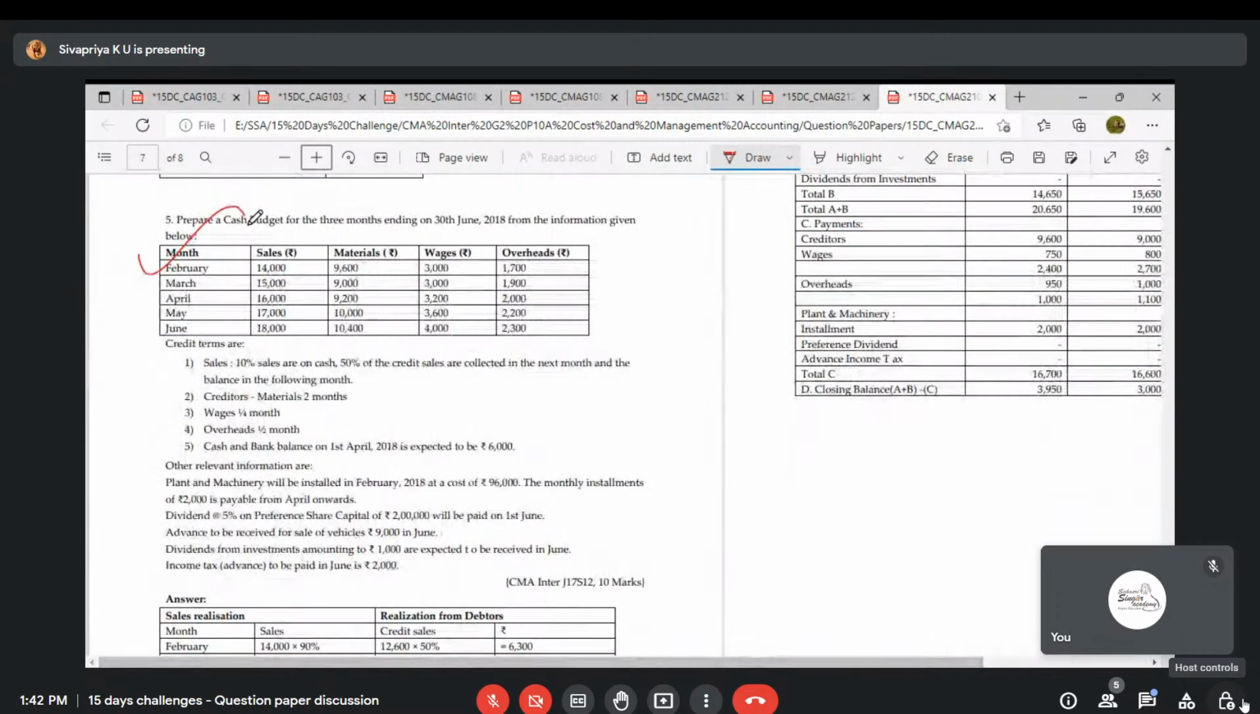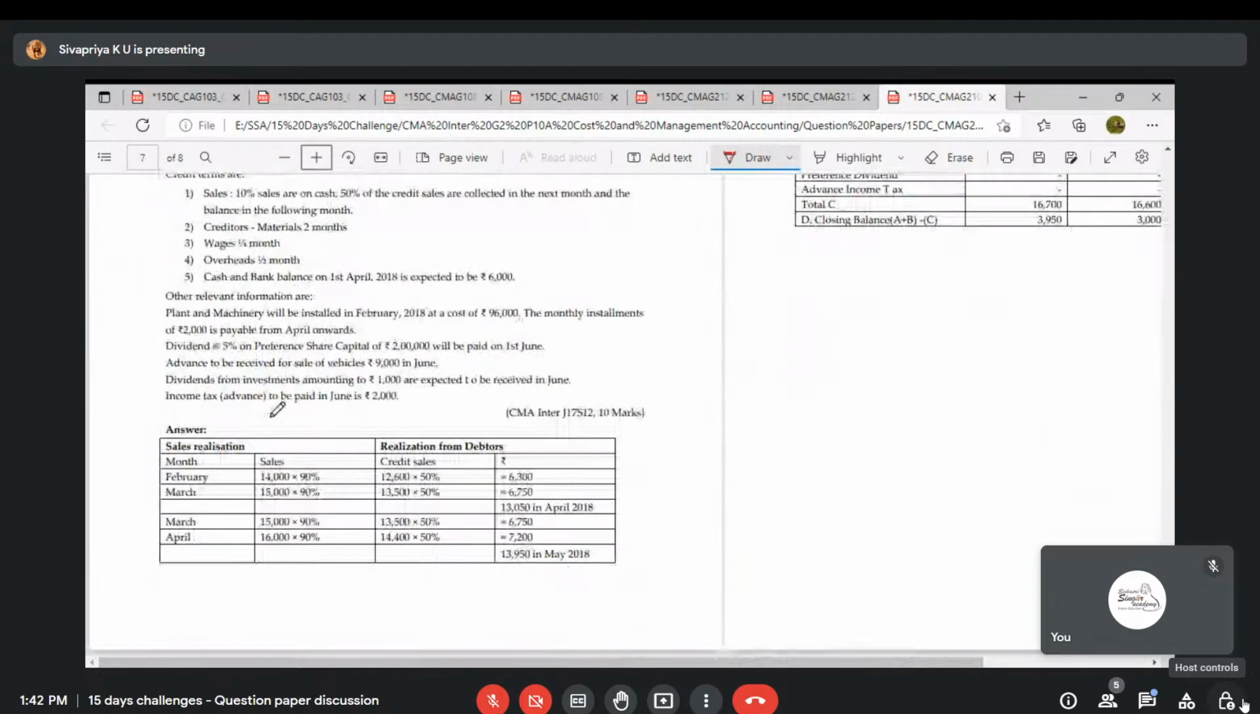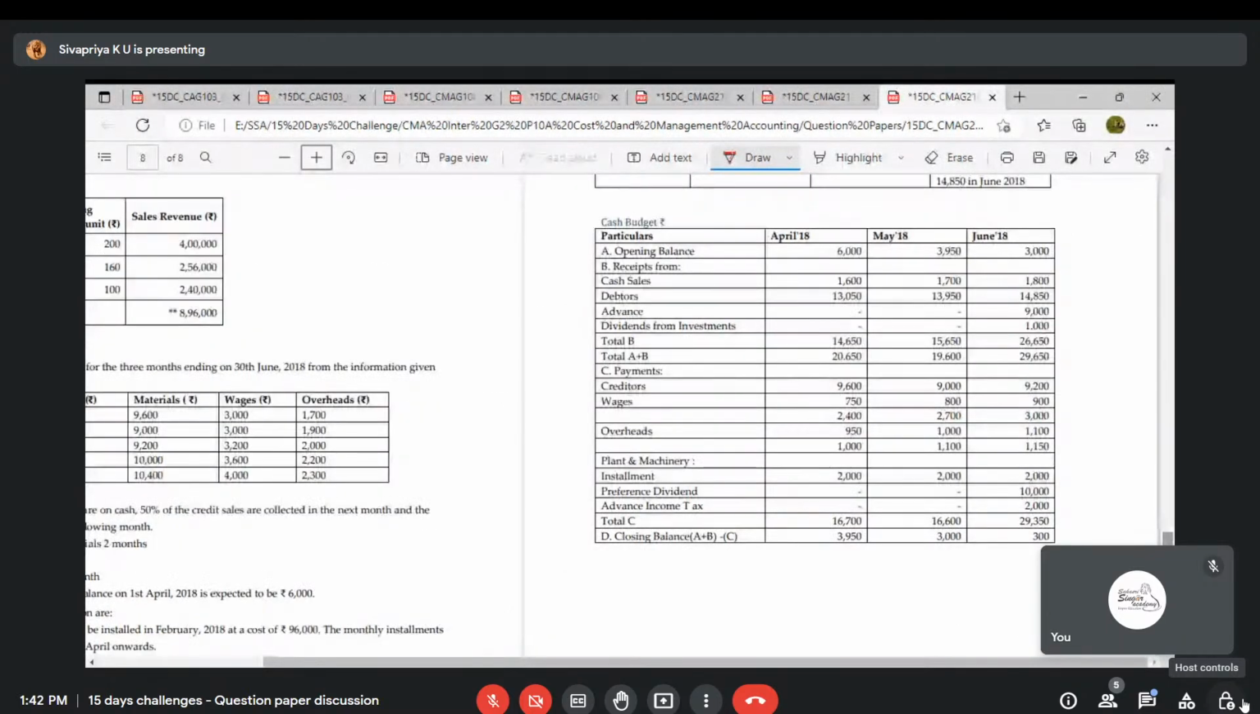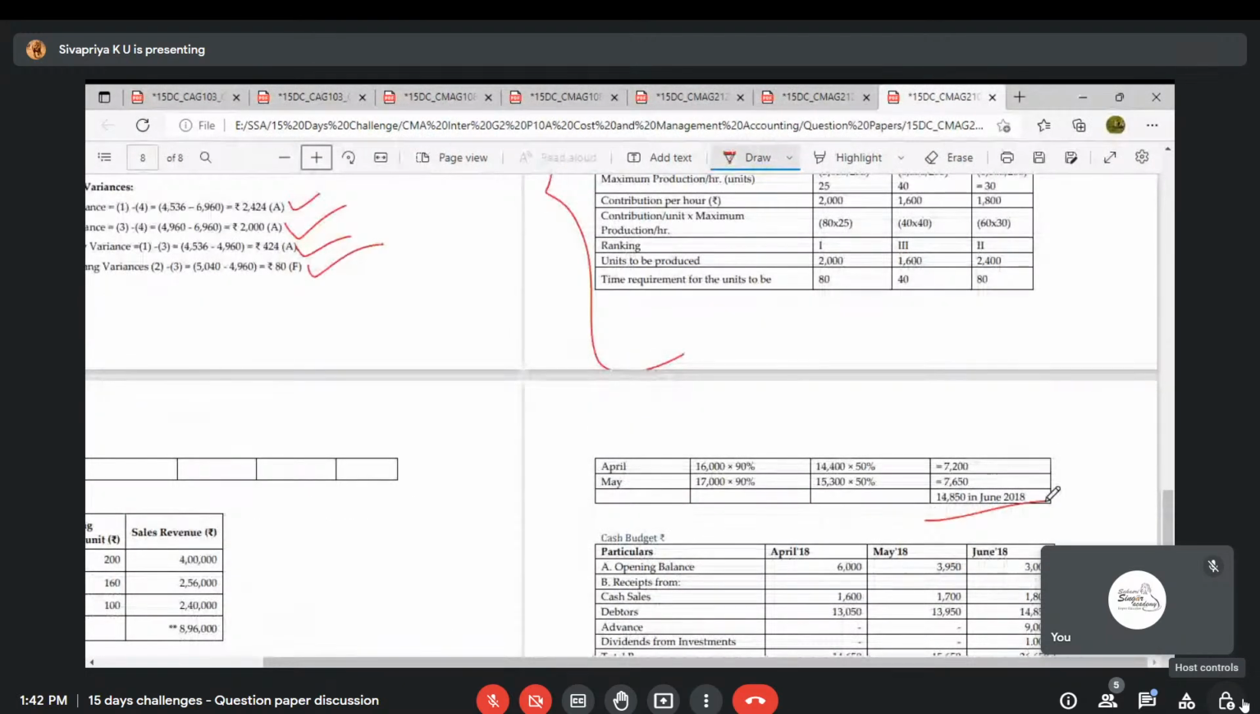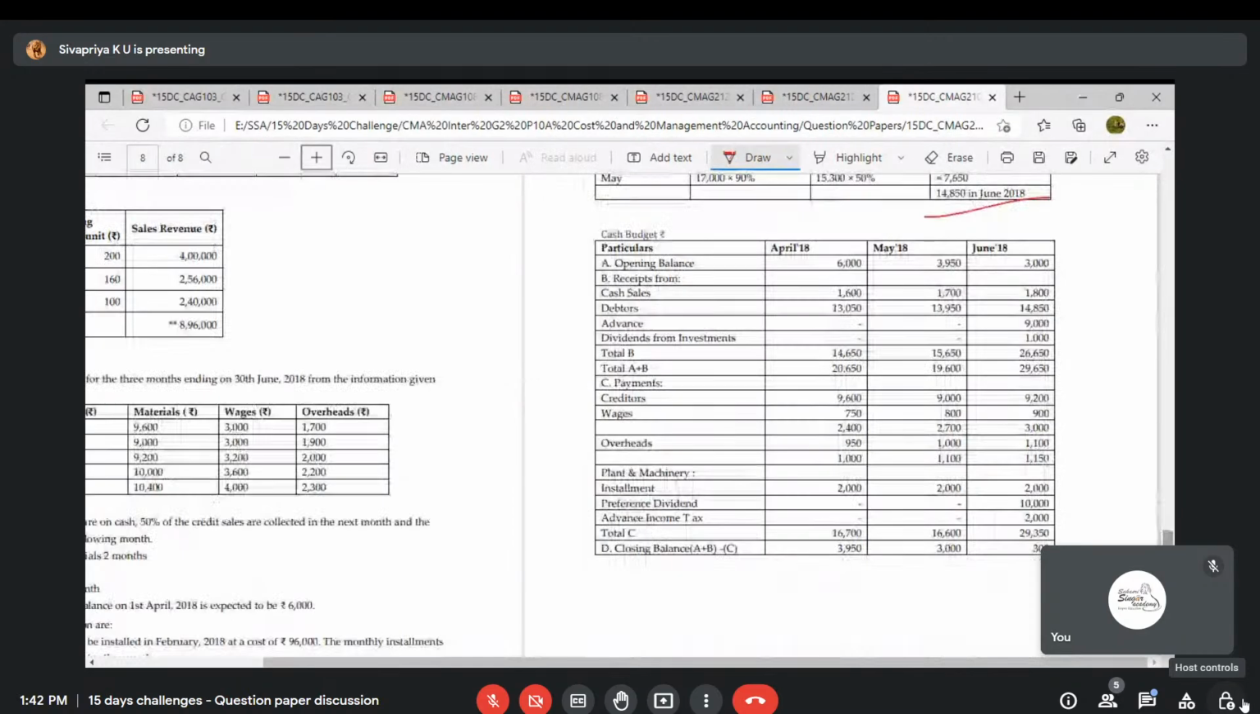Then cash budget preparation. In this cash budget too, there are no big complications. The working notes are given first, for realization from debtors, how much came in. Right? So this is the cash budget. And above it is also a working. These are all the workings. So the cash budget is the answer. Closing balance 3,000, 950, 3,000 and for June it is 300. This is the answer.